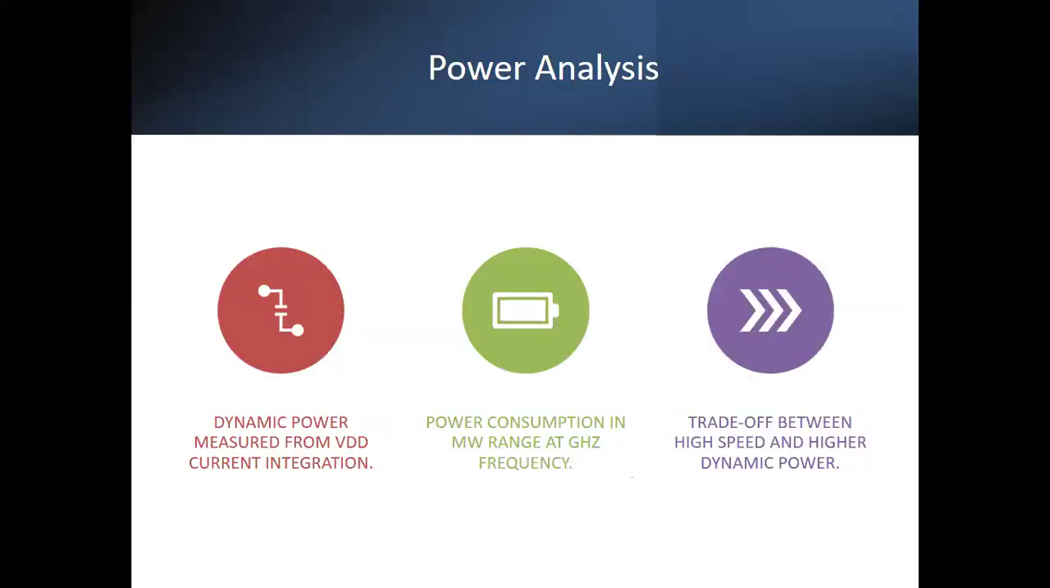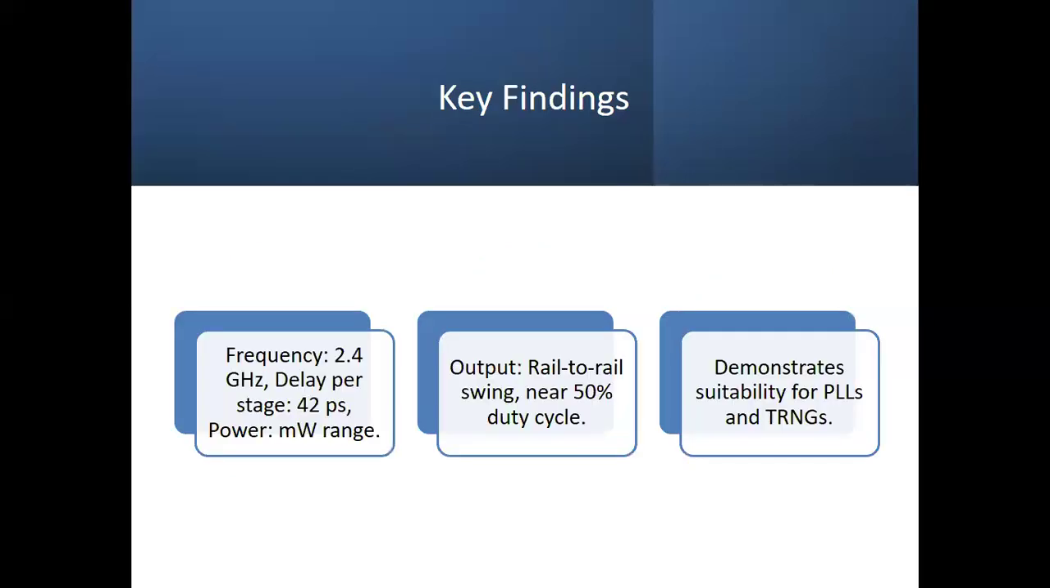Next, power analysis. We measure dynamic power consumption by integrating the current drawn from the supply. Because the circuit continuously switches, most of the power is consumed dynamically and not statically. At gigahertz frequencies, the power consumption falls within the milliwatt range. This trade-off between speed and power is typical in oscillator design. Achieving higher frequency naturally requires more current. Now, for the next part, I'd like to call Aditya.